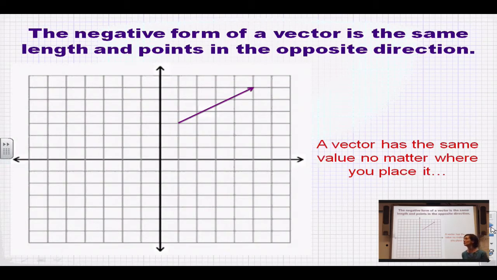So a couple of rules to note. The negative form of a vector is going to be the same length as the vector, but pointing in the opposite direction. So, for example, for the vector that I have on the board here, if I wanted to draw its negative, all I would do is draw a vector that points exactly in the opposite direction, with the arrow facing the other way, but the same length. Now, it doesn't matter where I draw it, as long as I'm drawing it in the same direction and the same length. Vectors are identical no matter where you put them.